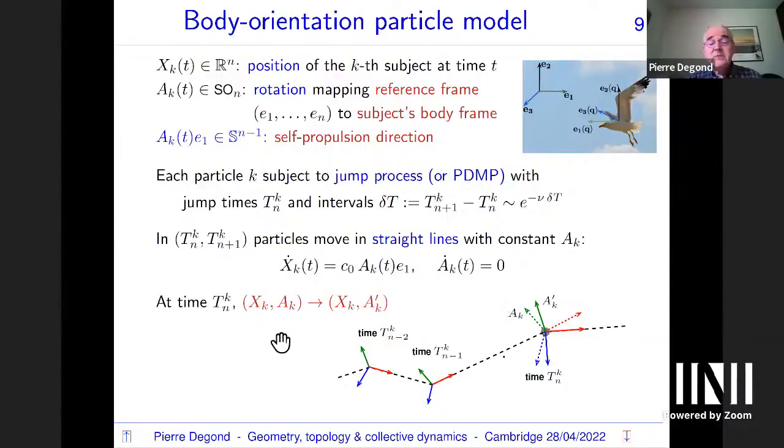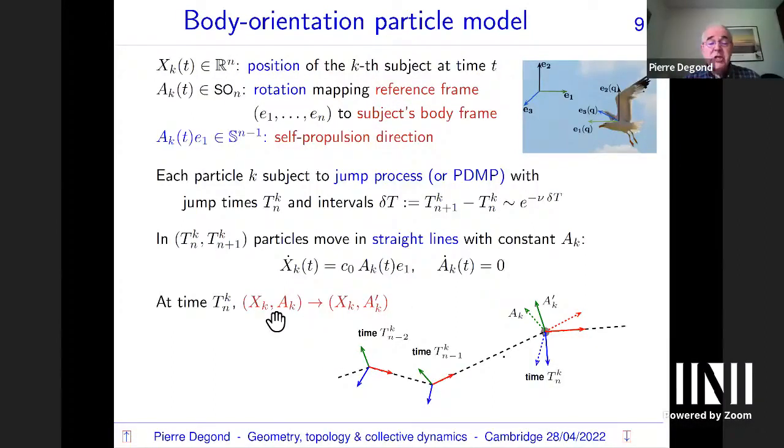And now at the jump times, what's happening is that the frame attached to the individual abruptly changes. So you can think of it as not very realistic, because in practice you have more of a smooth transition, a smooth motion of it. But this is a simplification that actually allows much simpler computations. So we're aware that this is not exactly what we would like to do, but it's good enough for what we want to do.